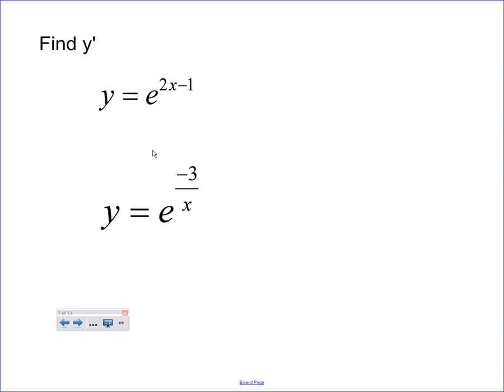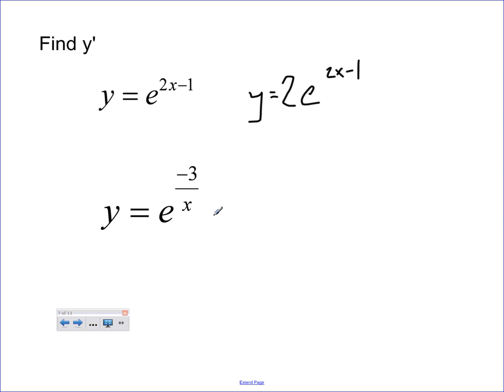Yeah, the derivative of e to the x is e to the x, which makes it kind of cool. So if I want to know what the derivative of e to the 2x minus 1 is, it's e to the 2x minus 1, but chain rule says don't forget to take the derivative of 2x minus 1, which is 2.